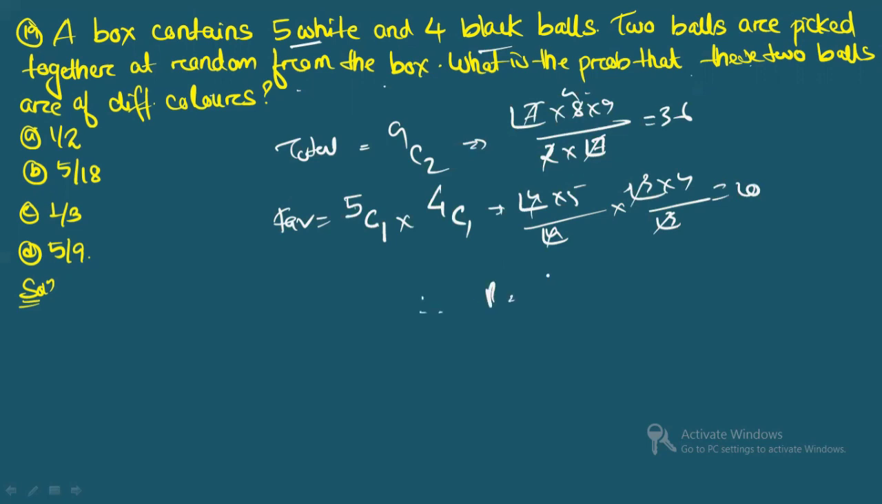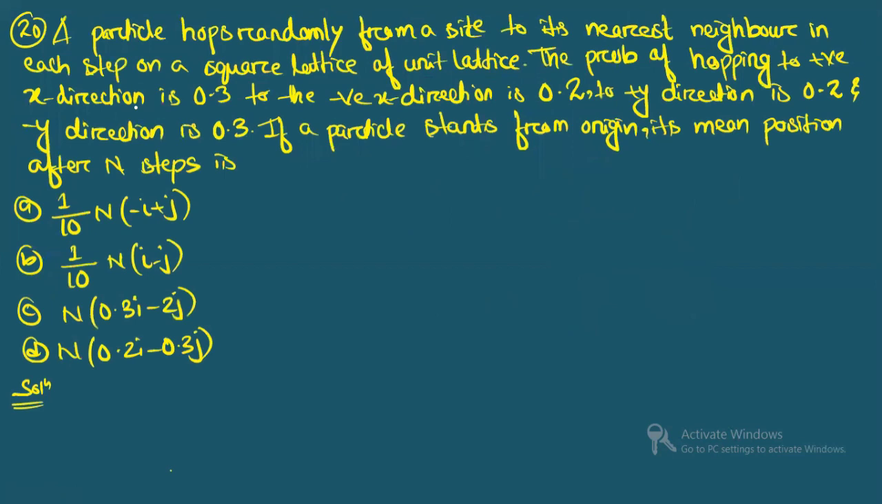So therefore the probability is what? Favorable divided by total. So 4 5s are 20, 4 9s are 36. So it is 5/9. Done. So the correct option is option C. Clearly it's clear. Just you will see the total and the favorable outcome, but you will see that this time it is not same but different colors. Now let us see the next question.